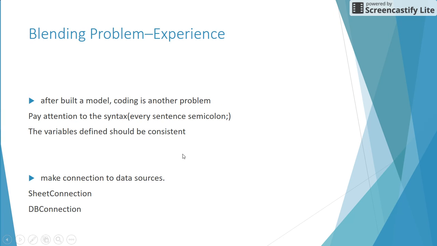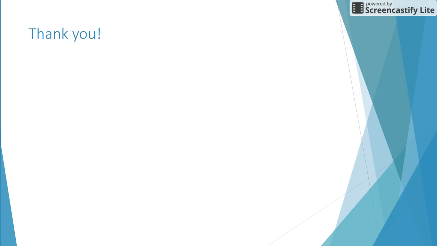After building a model, coding is another difficult part. You should pay attention to the syntax. For example, you should add a semicolon at the end of every statement, and the defined variables should be consistent. During the process I ran into a problem: I can make a connection to the Excel file, but I cannot make a connection to the database. Okay, thank you for listening to my video.